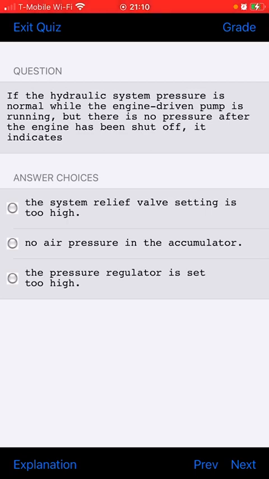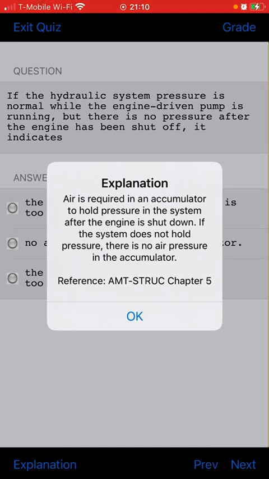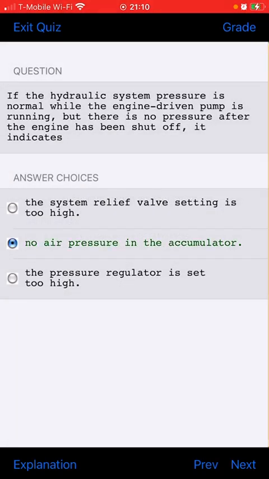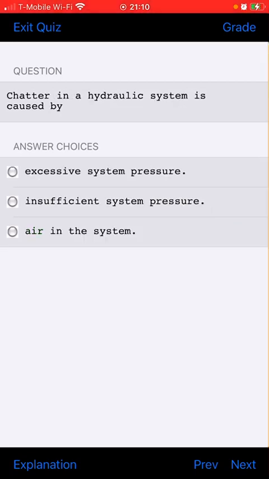No pressure in the accumulator. The system relief valve setting is too high. The pressure regulator is set too high. Let's check the explanation. Air is required in an accumulator to hold pressure in the system after the engine is shut down. If the system does not hold pressure, there's no pressure in the accumulator. What more do you want? But there's no pressure after, then there's no pressure in the accumulator, baby. That's simple like that. Sometimes these questions are just asking for a simple answer.